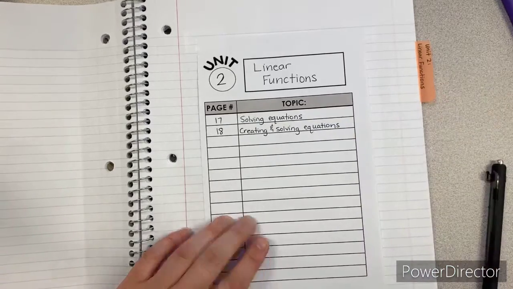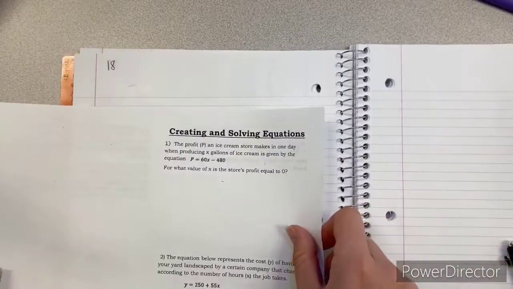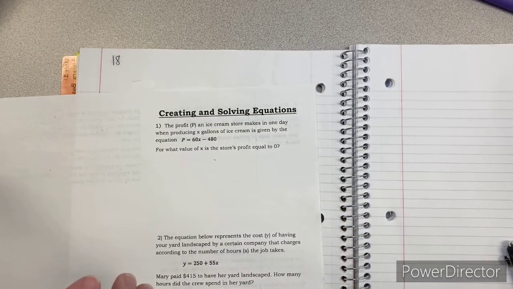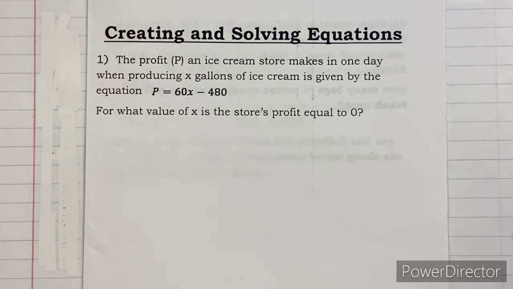So we need to flip to page 18. That should be on the left because it's an even number. So here's my page 18. Your note set is like this. You will just need to fold it in half and tape it down. So I'll give you a little bit of time to do that. Now that we have that taped in, we can actually start doing some problems.